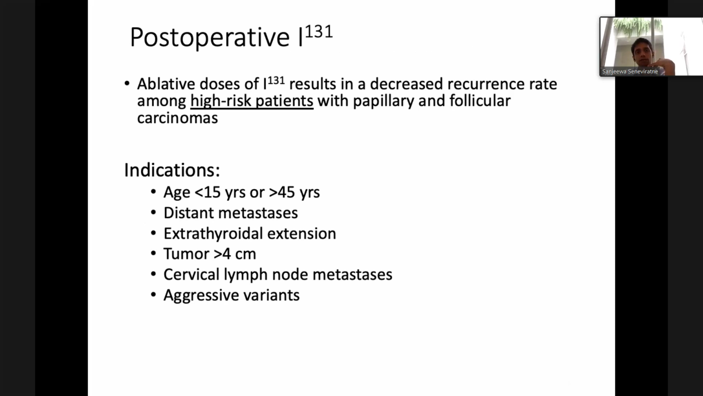This is just a little bit about post-operative iodine ablation. After the removal of the gland, we give radioactive iodine therapy for patients who are at risk of developing a recurrence for papillary and follicular carcinomas, of course. Indications: very young or very old, we almost always give it. They have advanced disease including metastasis, large tumors, nodal disease. Anyway, these will be decided by the oncologist.